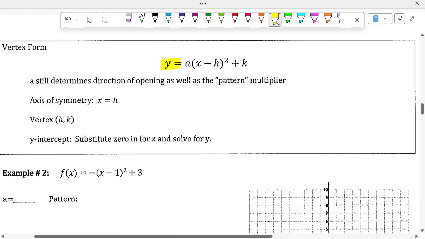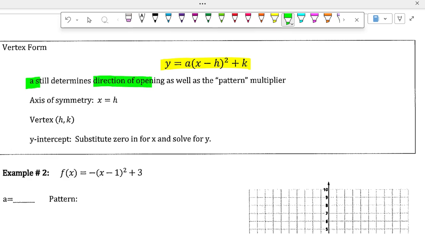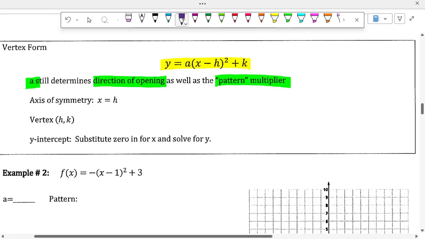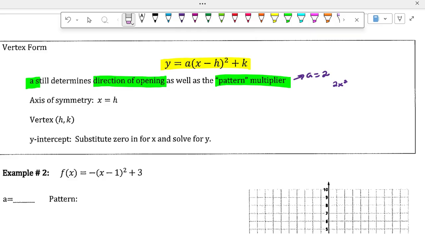So the formula for vertex form is y equals a times x minus h squared plus k. Now, just like with standard form, your a value still determines the direction of opening as well as the pattern multiplier. So for example, if a was equal to 2, that means if you went x units to the left, you would do 2x squared up. That also means that if it's negative a, you have a max. If it's positive a, you have a min. Still consistent with standard form.